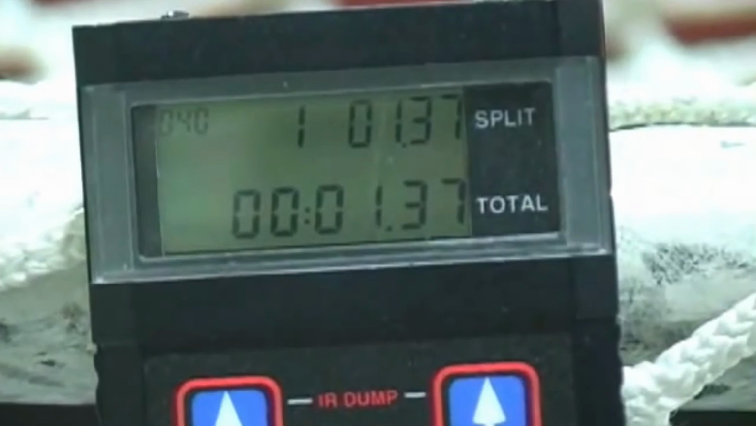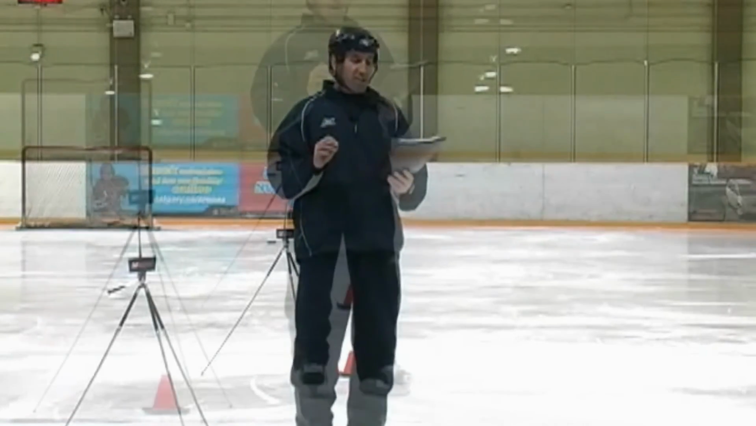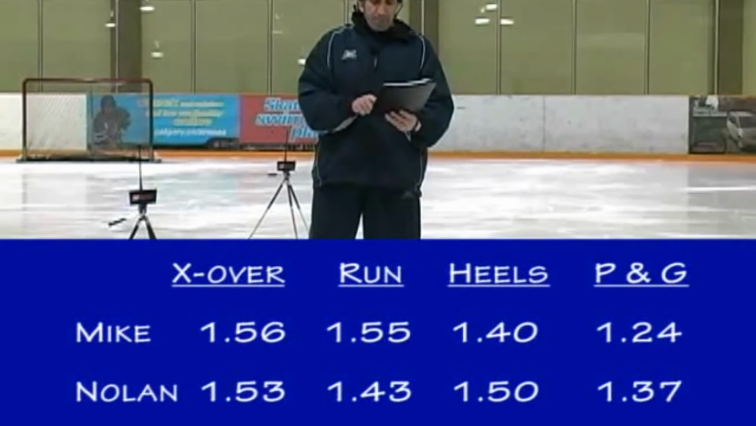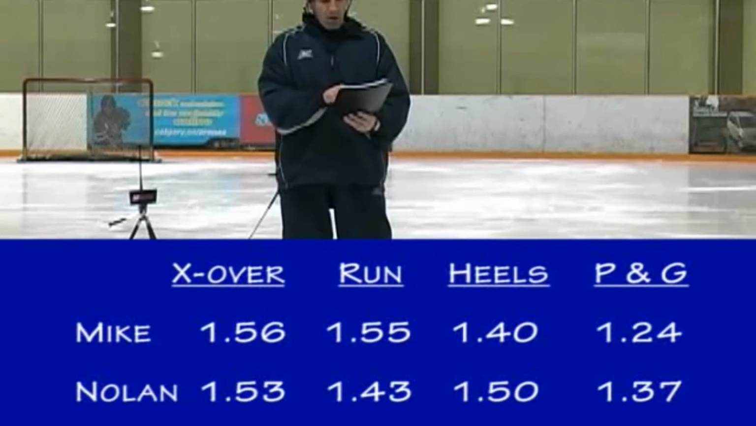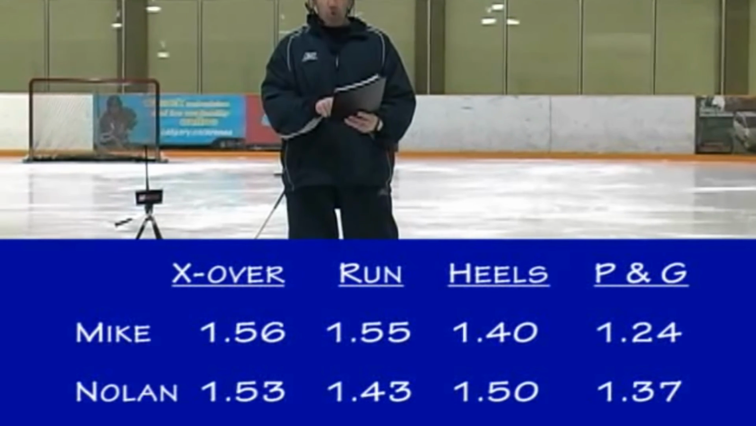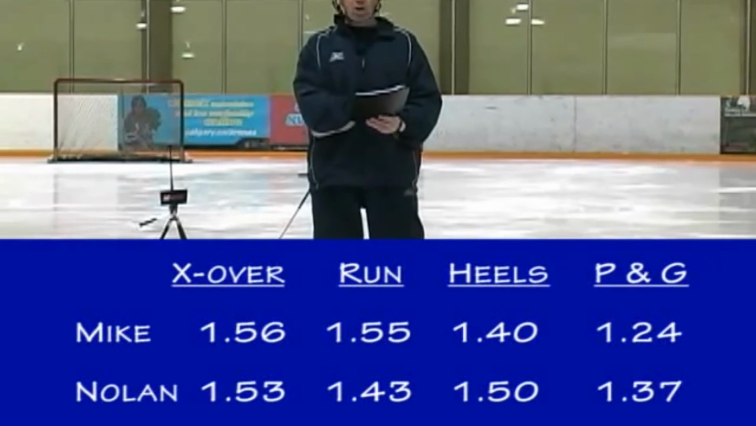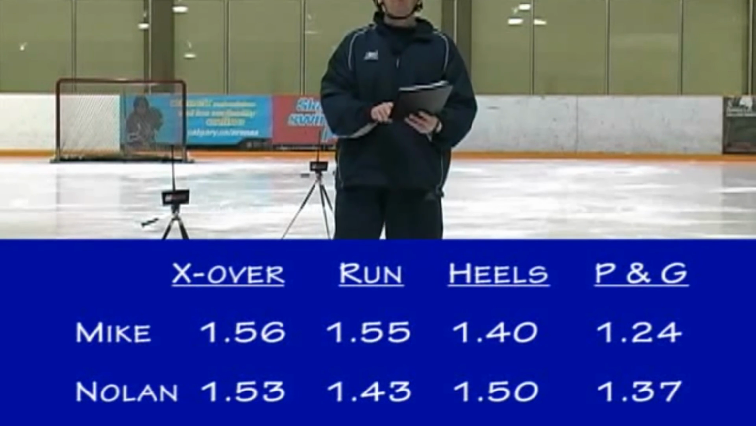And Nolan's got 1.37. Now I know you saw the times on the camera, and I know that you heard them when I was calling them out, but I just wanted to go over these again like we would do in a research setting, just to make it a little bit more objective. So when I did the crossover, my time was 1.56. When Nolan did the crossover, his time was 1.53. When we did the running start, my time was 1.55. Nolan was 1.43. The T start with our heels together, I was 1.40, and Nolan was 1.50.